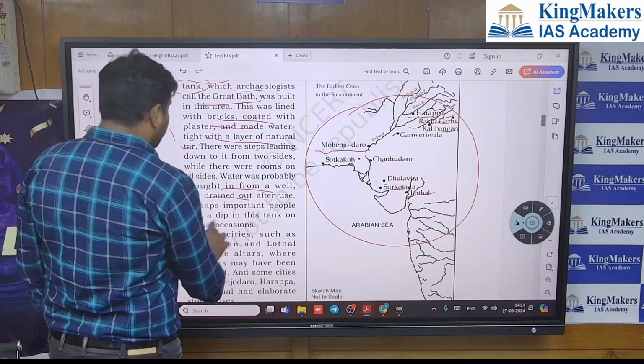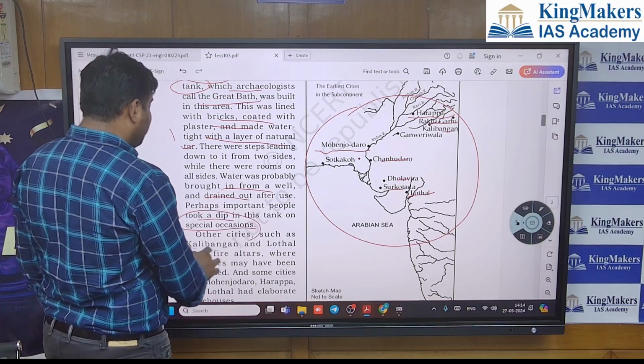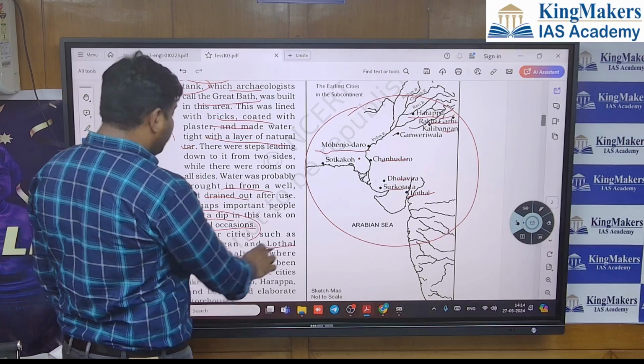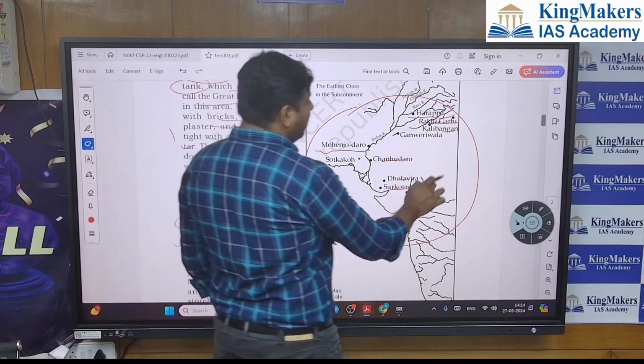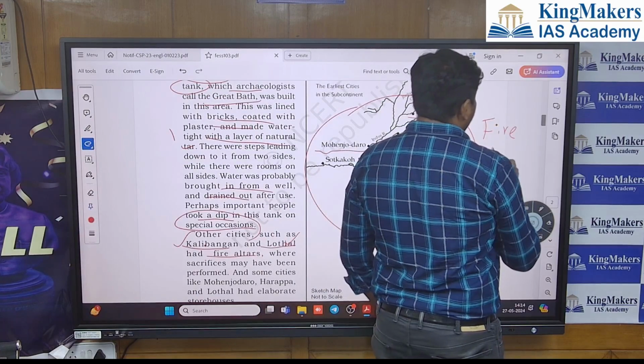As I told, all these things, water probably from wells, drained out. They took a dip on special occasions. That's why it's called ritual bathing. Other cities such as Kalibangan and Lothal had fire altars. Look at the cities like Kalibangan and Lothal. So Lothal is here, Kalibangan is there. What did they have? Fire altars.